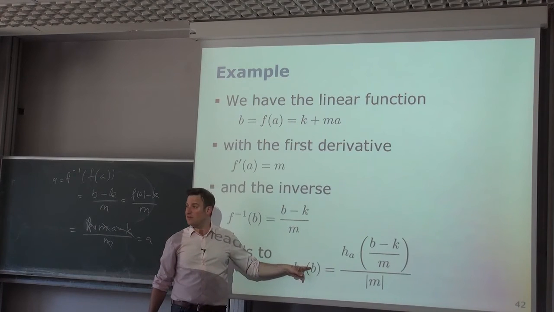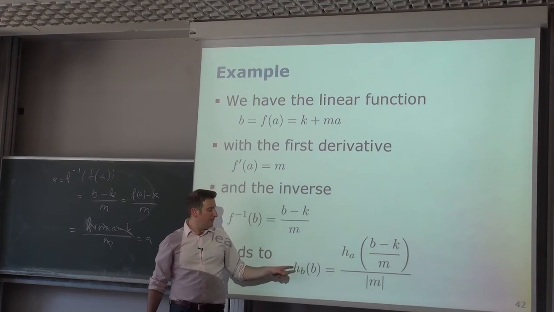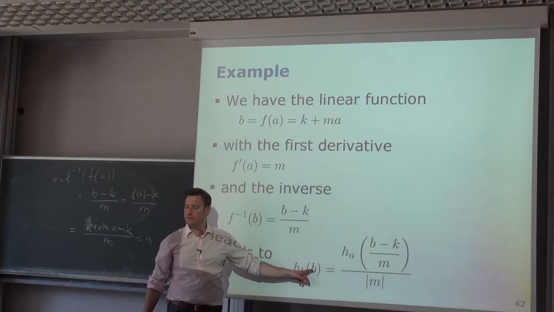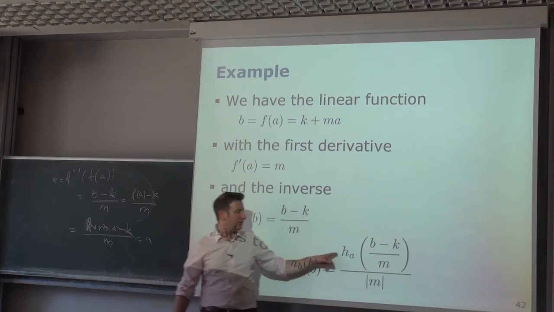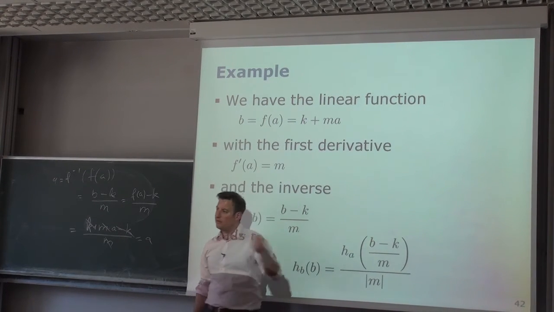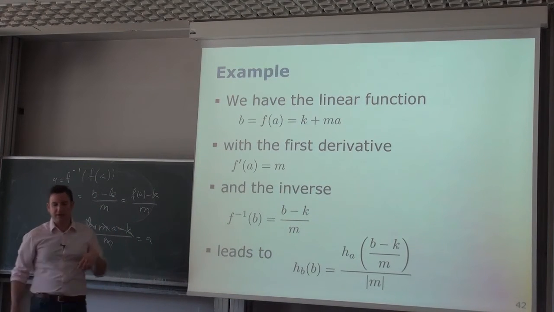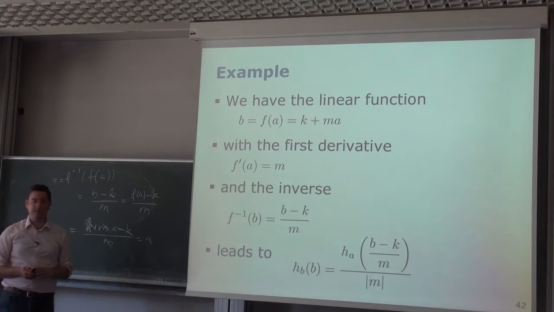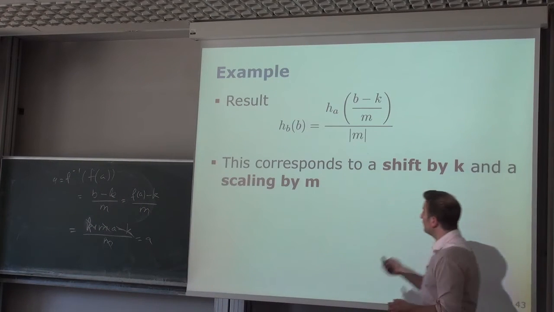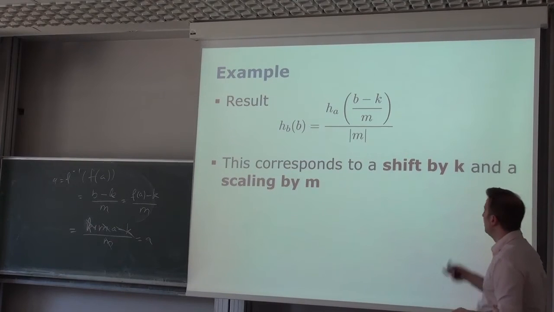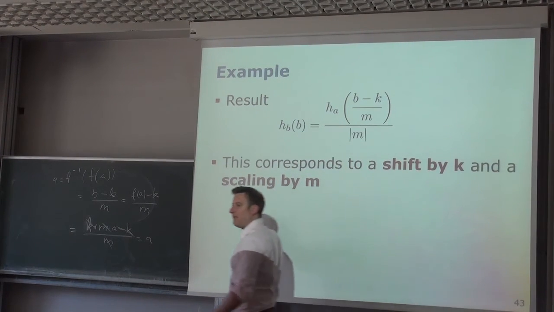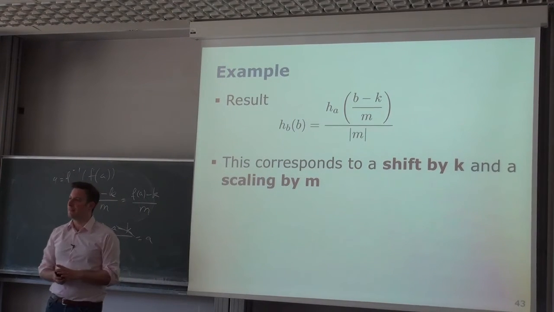So for generating my new histogram, what I need to do is go over B from 0 to 255 and compute the corresponding value just by this expression. So putting in B from 0 to 255, query the corresponding value from my input histogram, and then get my output histogram. So what this exactly does is a shift by k in intensity values and a scaling by m, because this was our linear function. Okay?